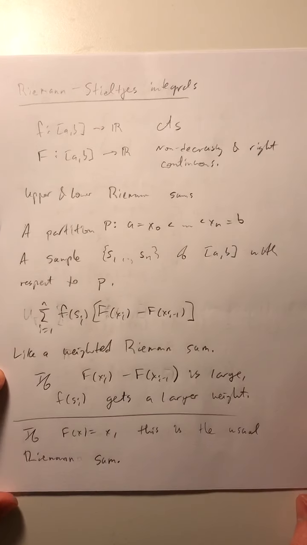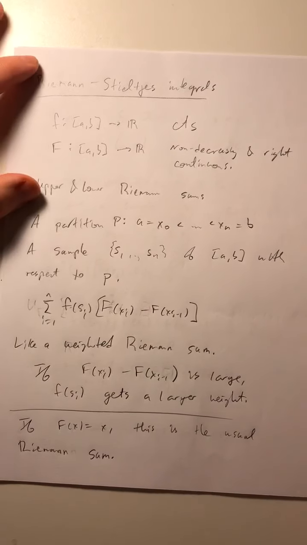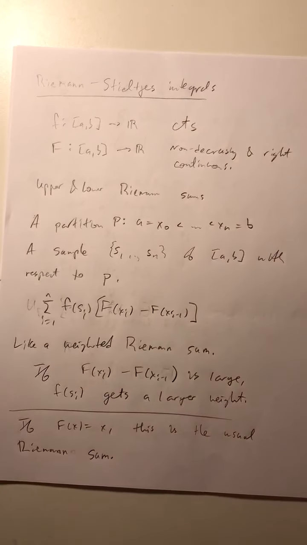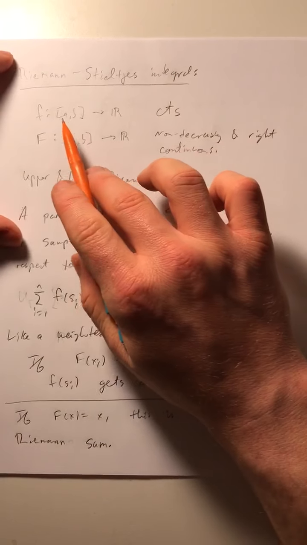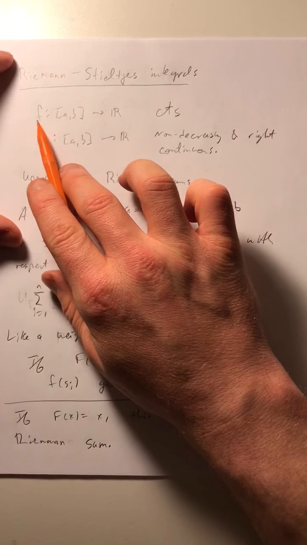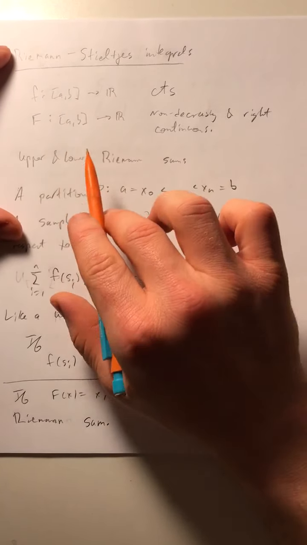So in this lecture, we're going to have some odds and ends, some strange things that don't really have a different place to talk about. So we're going to talk about Riemann-Stieltjes integrals. I have a little function f on [a, b] and a function capital F on [a, b].